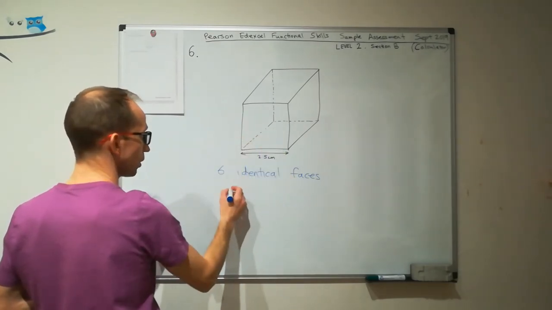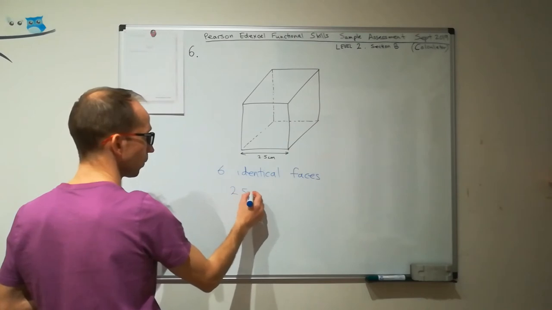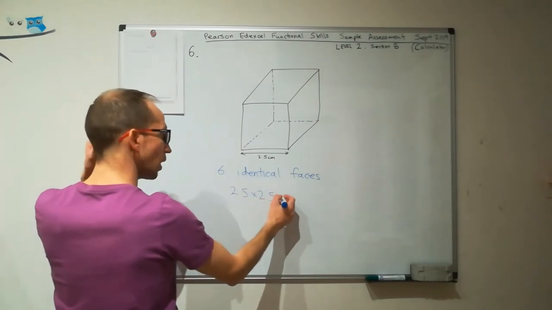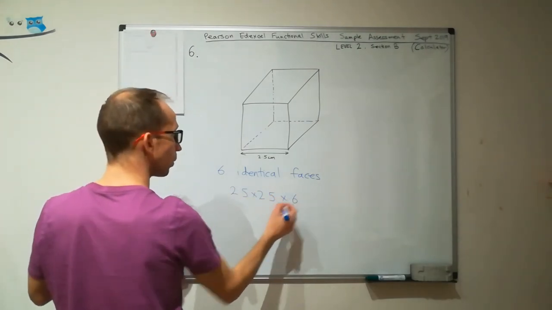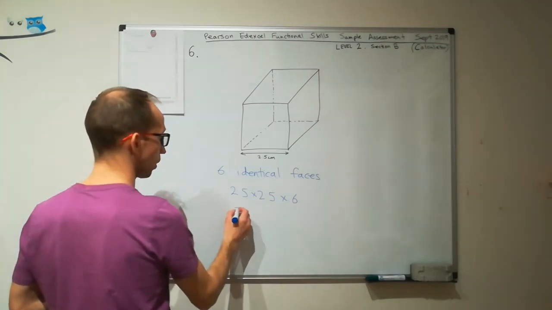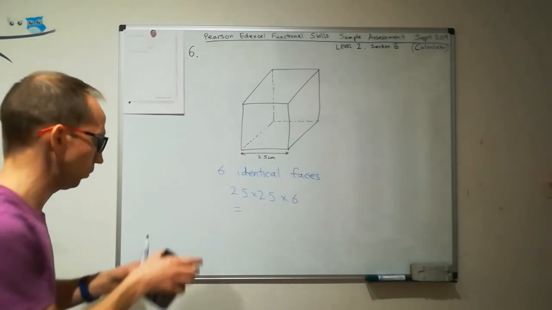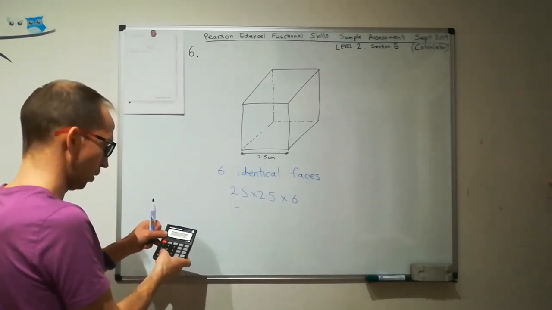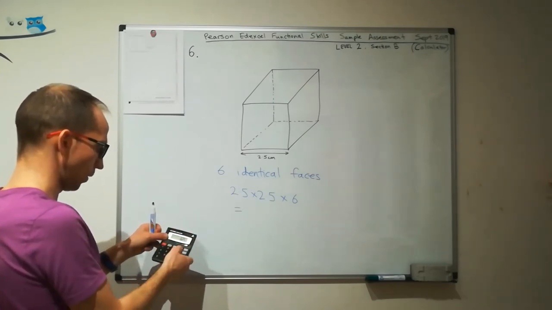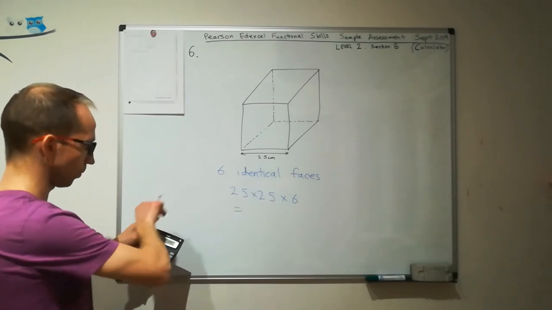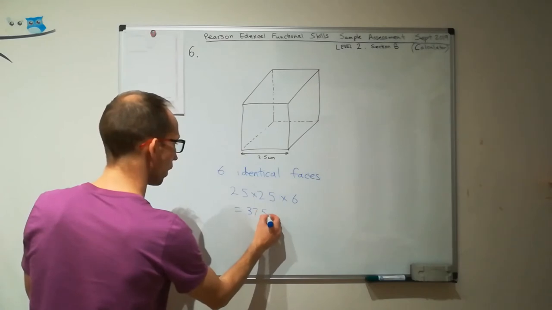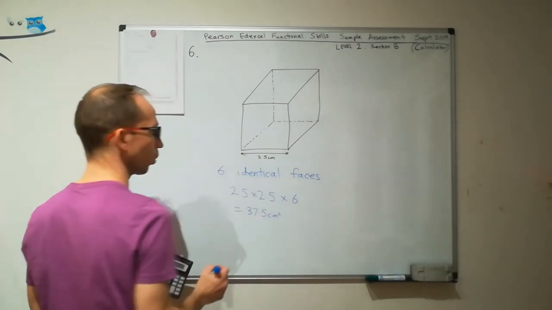So the area of this front, well, it's a cube, so this length is the same as this length. So we can do 2.5 times 2.5. And then, as I said, we want six of them, so we multiply that by six. We can do this all in one go on our calculator. 2.5 times 2.5 times 6. And that gives us 37.5, and that's going to be centimetres squared.